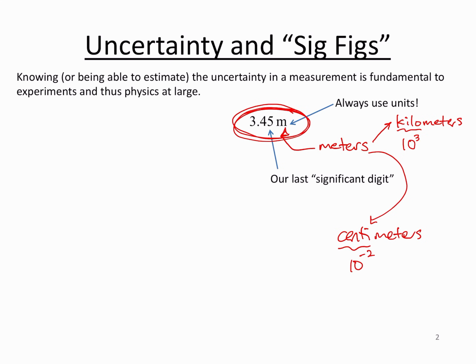And then finally, the last prefix in the metric system that I'd like you to know is milli. So we could apply it to meters, millimeters. Milli is 10 to the negative third. So 0.001 meters is a millimeter. Those three, kilo, centi, and milli, are the ones that I'm going to expect you to have in your brain.